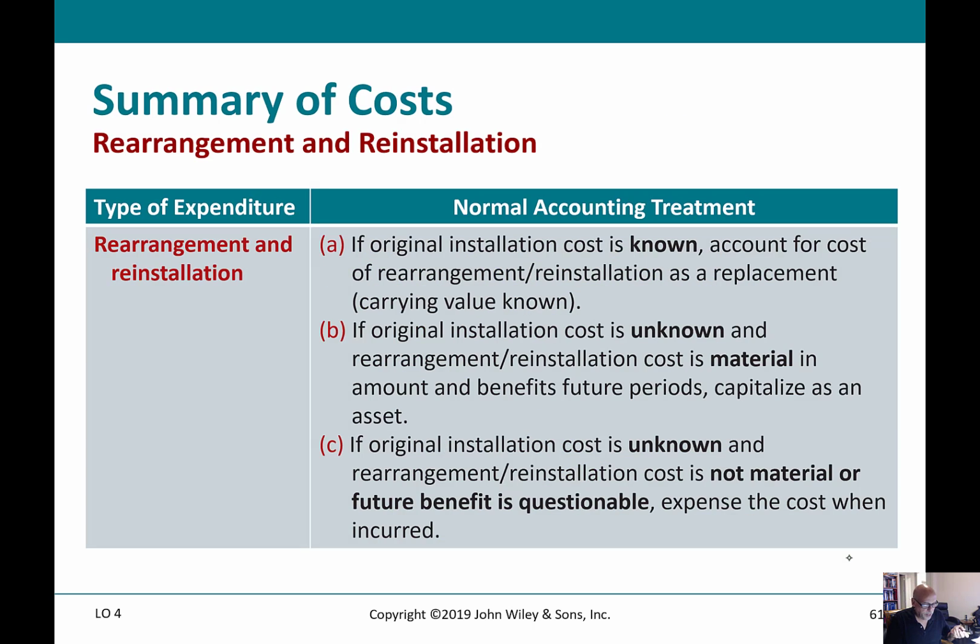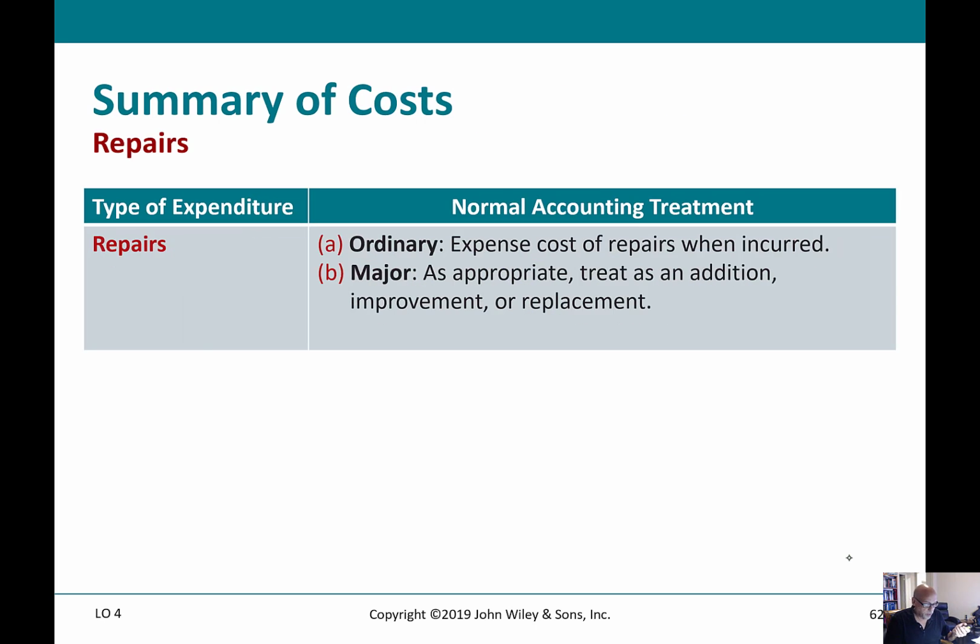So I'm not going to go through each one of these because they start the same thing over again. Rearrangement, reinstallation, if it's known, unknown. Repairs, if it's ordinary, as we've already said, expense it. If it is major, then go ahead and treat that as an addition. Go ahead and capitalize it, debit the cost of that repair to the asset account. Okay?